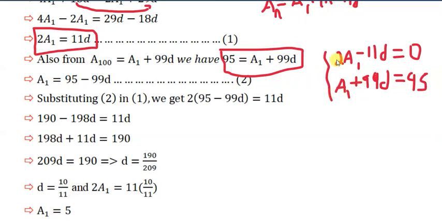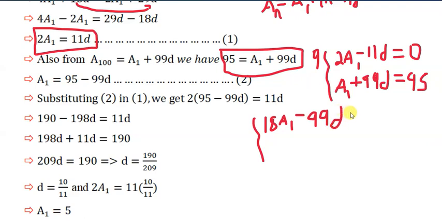To apply the elimination method, here we have 2a1 minus 11d. Then multiply the first one to equate the coefficient of d. It is better if we multiply the above equation by 9. Now multiply by 9. Then this equation is equivalent to 9 times 2a1, which is 18a1, and 9 times minus 11d, which is minus 99d.